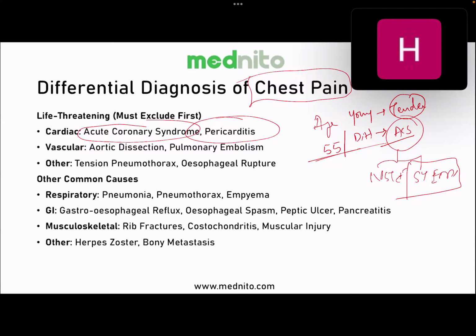The examiner can tell you about an alcoholic man who is vigorously vomiting, now presenting with chest pain. He's talking about esophageal rupture. And what is the first step in diagnosing esophageal rupture? It is a chest X-ray that we will have to do. When you do a chest X-ray, it is usually a left-sided pleural effusion. In an alcoholic, you'll have to think of esophageal rupture, which is usually preceded by vigorous vomiting.